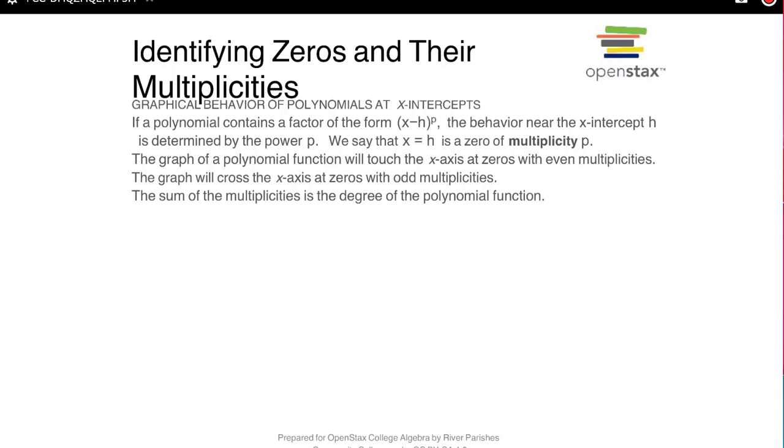Okay, we're picking up with part 2 of 5.3. We're talking about identifying zeros and their multiplicities. So we've talked about zeros but not multiplicities before, so let's talk about what that is.